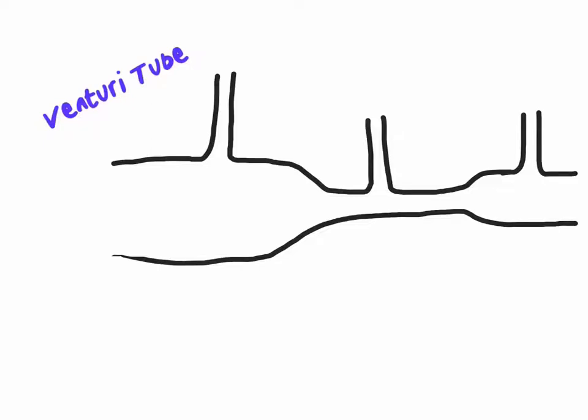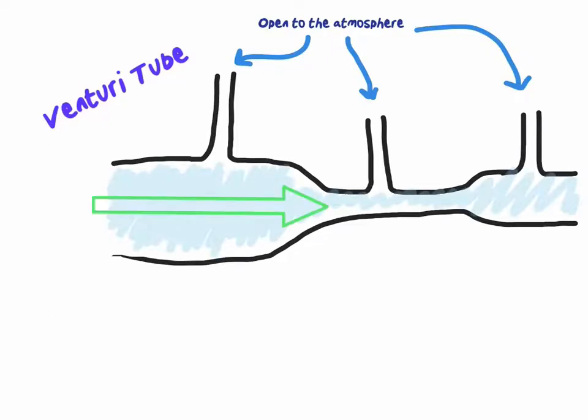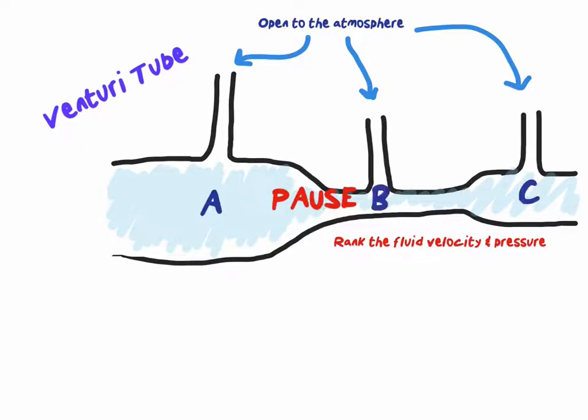Now these vertical sections of pipe are open to the atmosphere, and we're going to say that we fill this fluid completely through the pipe, and then we push the fluid through this bottom horizontal section. Now what I'd like you to do is pause the video and talk yourself through ranking the fluid velocity and the fluid pressure at each of the three locations that are lettered A, B, and C.